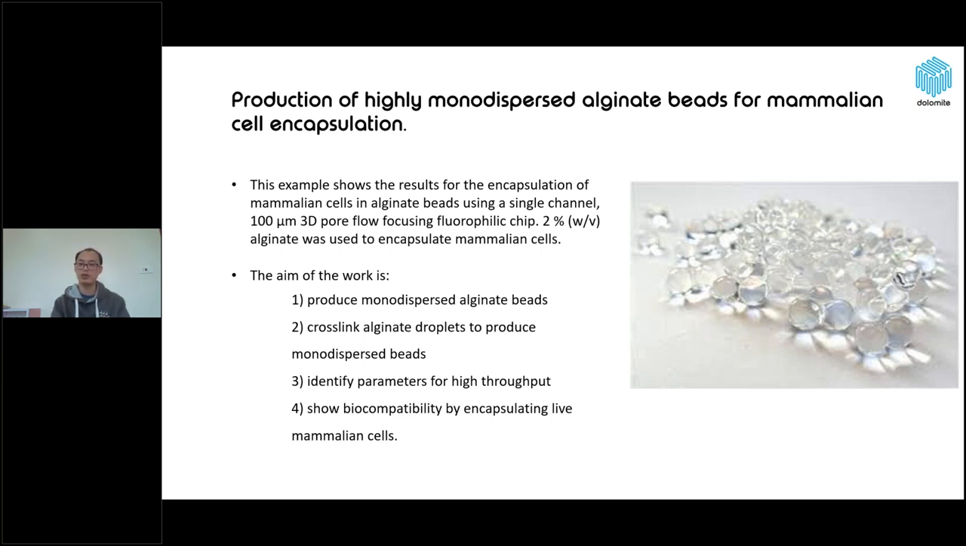So the aim of this work is the following. First, we produce monodispersed alginate beads. Second, we cross-link the alginate droplets to produce monodispersed beads. Then we identify the parameters for high throughput. And finally, we show the biocompatibility by encapsulating live mammalian cells.